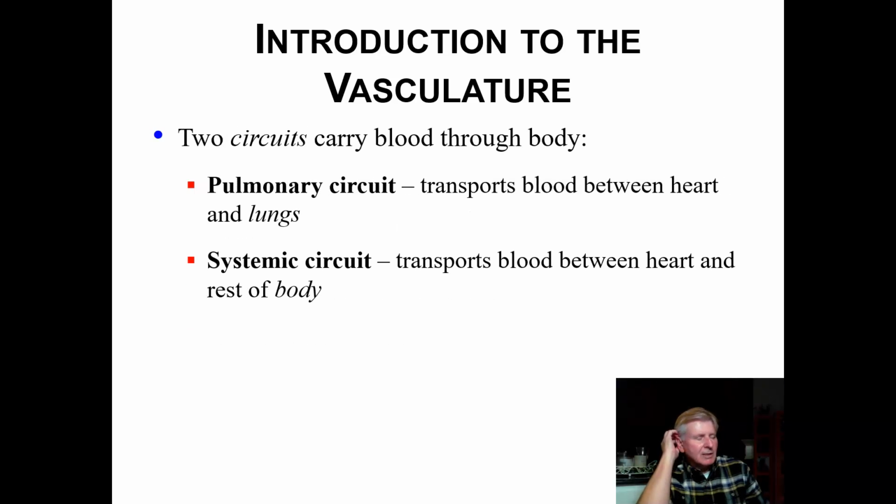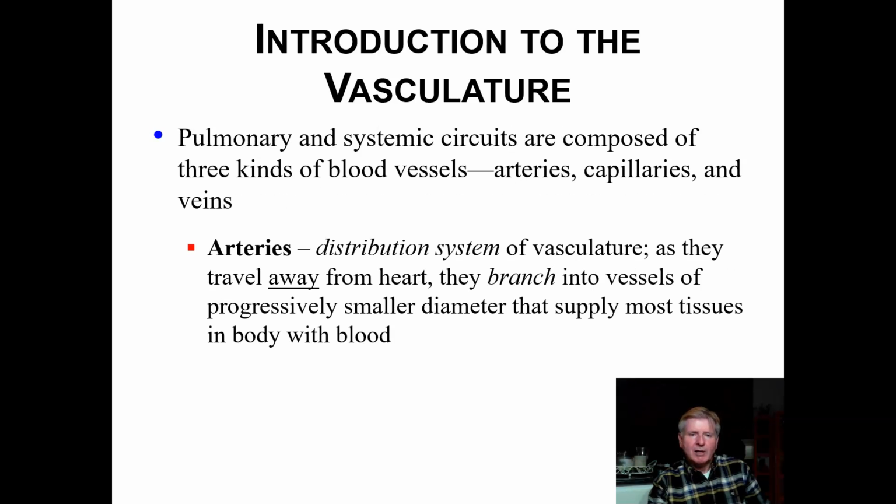There are two circuits in the body. One is called the pulmonary circuit, which transports blood between the heart and the lungs. The other is called the systemic circuit, which transports blood between the heart and the rest of the body. Both circuits are composed of three vessel kinds: the arteries, capillaries, and veins.